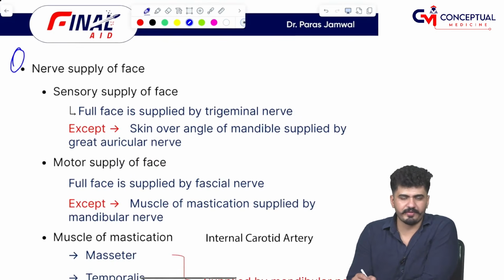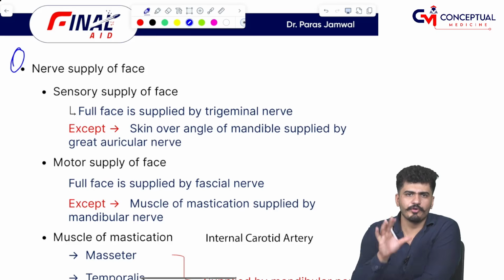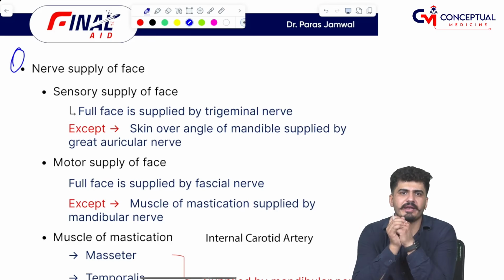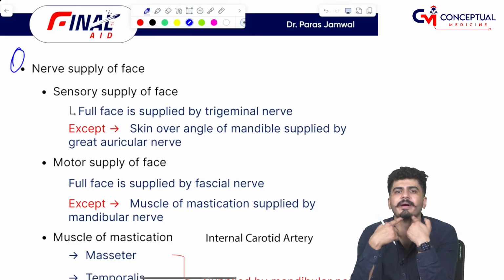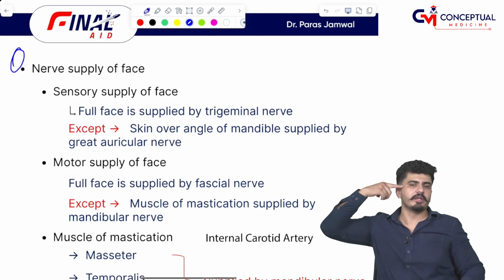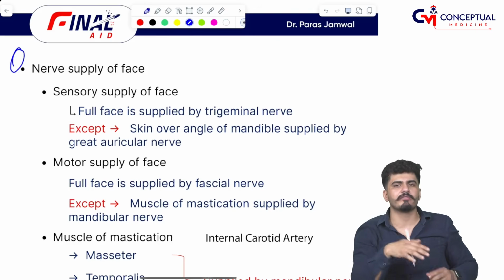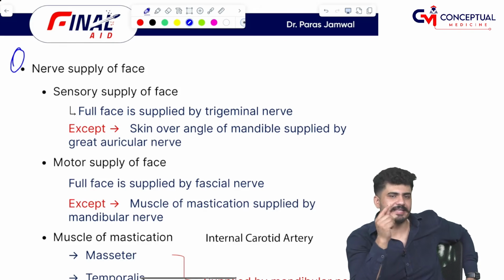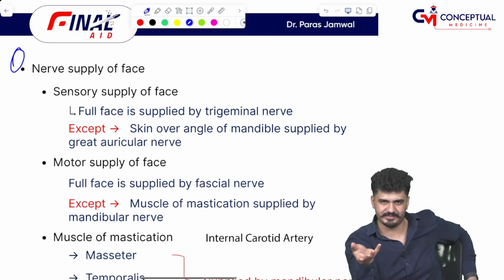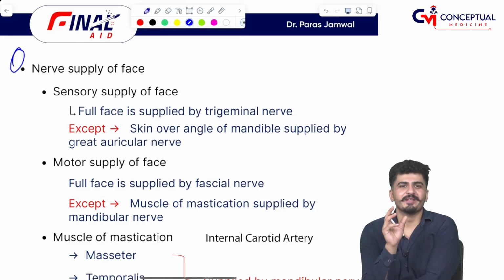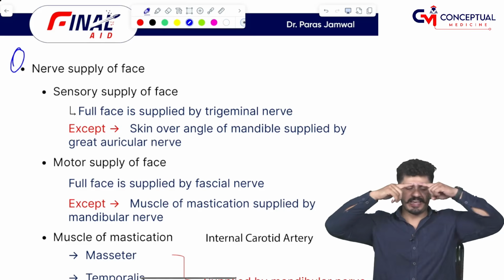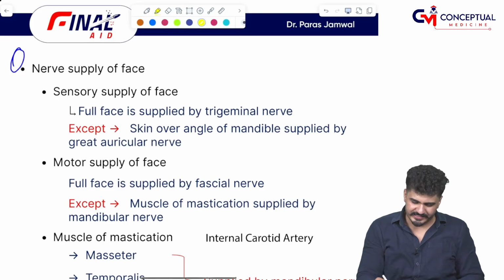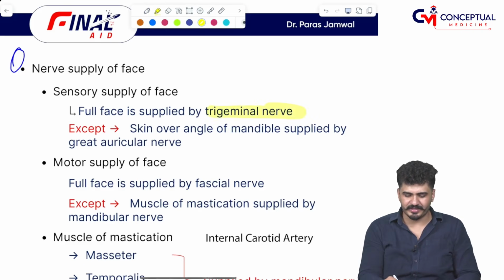Now nerve supply of the face. Sensory supply: the full face is supplied by the trigeminal nerve, except the skin over the mandible. It is supplied by great auricular nerve, which is also called the nerve of foreplay. Why is it called the nerve of foreplay? It is present on the ear, sensory supply to the ear, and once you touch the ear, I don't have to explain to you what happens. Okay, chalo. So remember, sensory supply of the face. Again, I want to repeat. The full face is supplied by trigeminal nerve, except skin over the angle of mandible, which is supplied by great auricular.